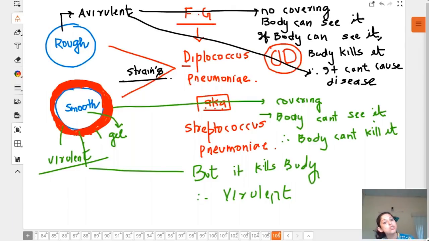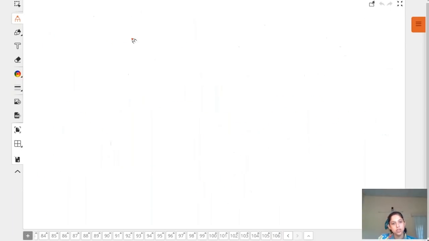There are two strains of the bacteria, a rough strain and a smooth strain. The rough strain does not have a covering, therefore it is avirulent because the body kills it. Whereas a smooth strain has a covering. The body can't see it, therefore the body can't kill it, but it can kill the body. That is a smooth strain. So now let us come to the experiment which he did. Very important. This is called the transformation experiment. Very, very important. Lots of MCQs come on this.